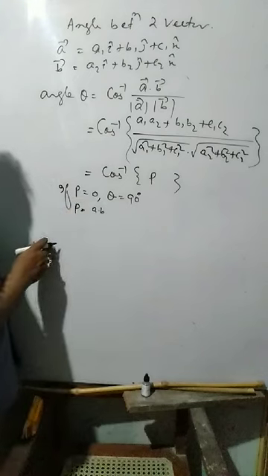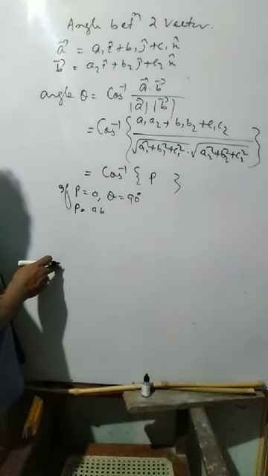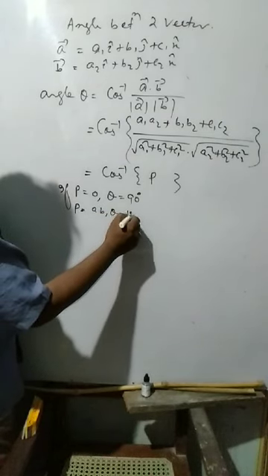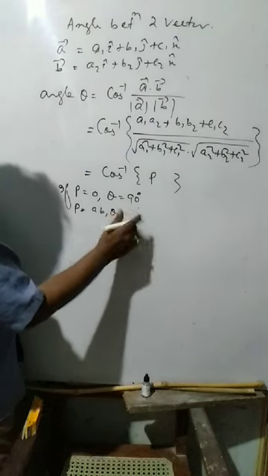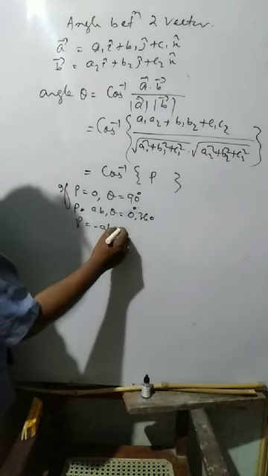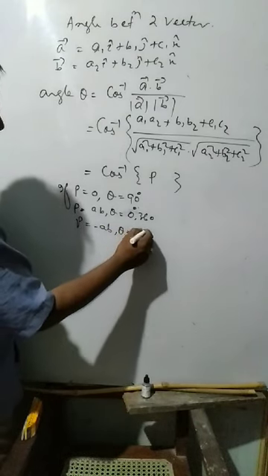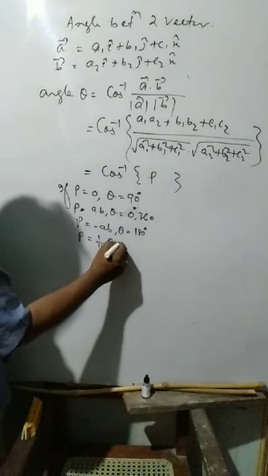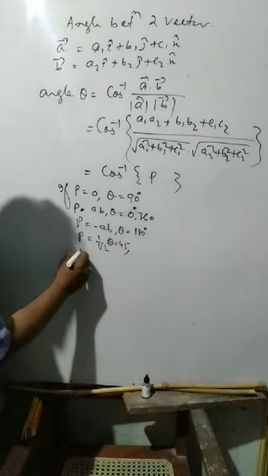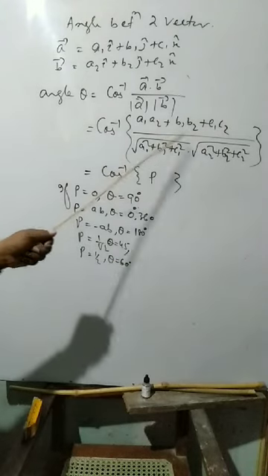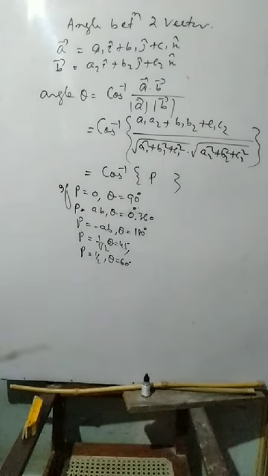Now look at the total value. When P equals A magnitude into B magnitude, then theta equals 0 degrees or 360 degrees. If P equals minus AB, then theta equals 180 degrees. When P equals 1 by root 2, theta equals 45 degrees. When P equals 1 by 2, theta equals 60 degrees, etc. This depends on the value of cos.